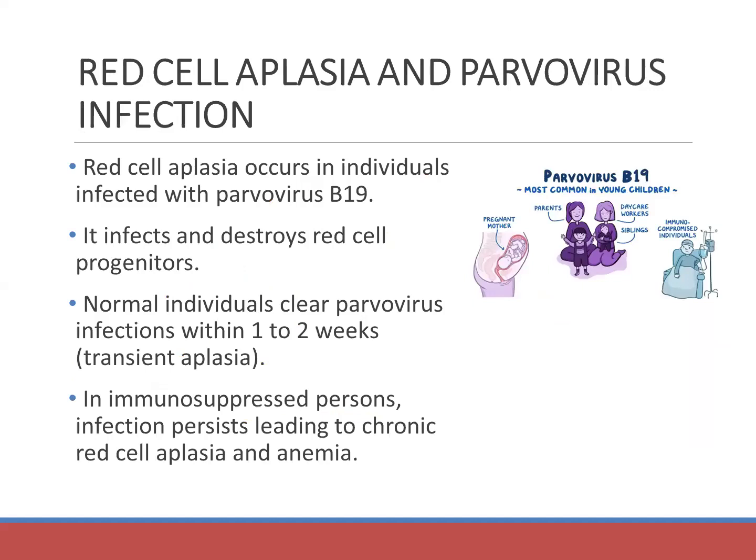An important cause of red cell aplasia is parvovirus B19 infection. This virus infects and destroys the red cell progenitors. Normally, this infection clears within 1 to 2 weeks with transient aplasia in individuals whose immune system is competent. But in immunosuppressed people, the infection persists and leads to red cell aplasia along with pneumonia.